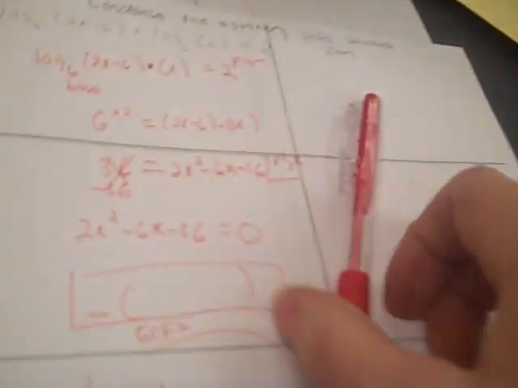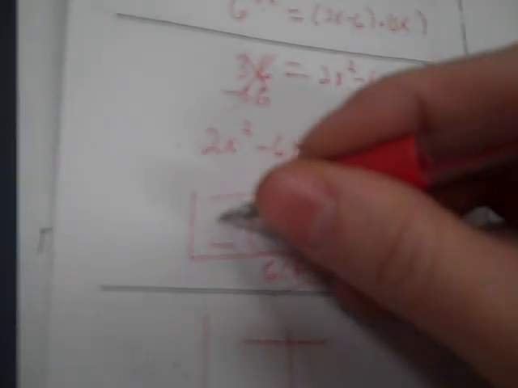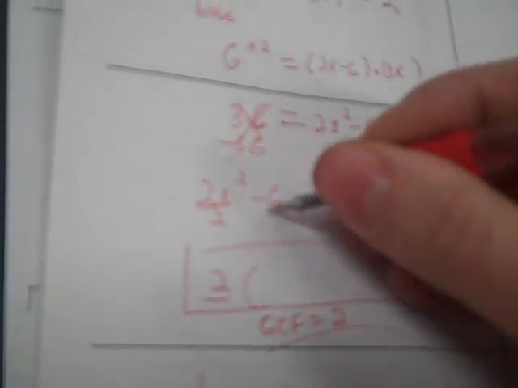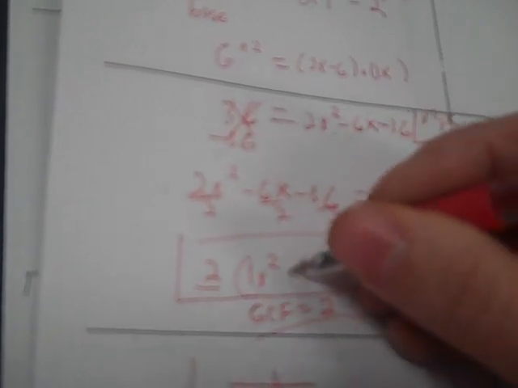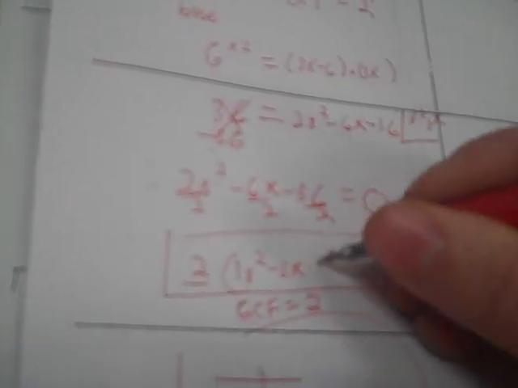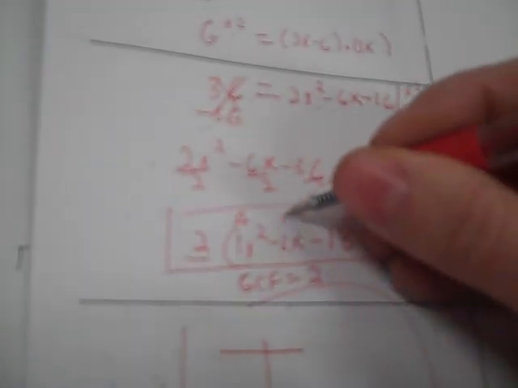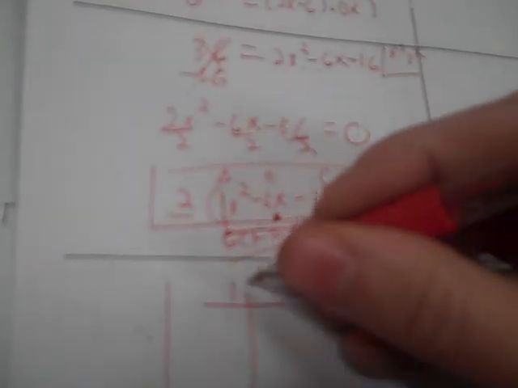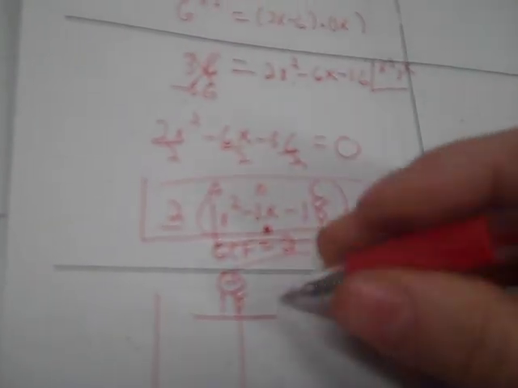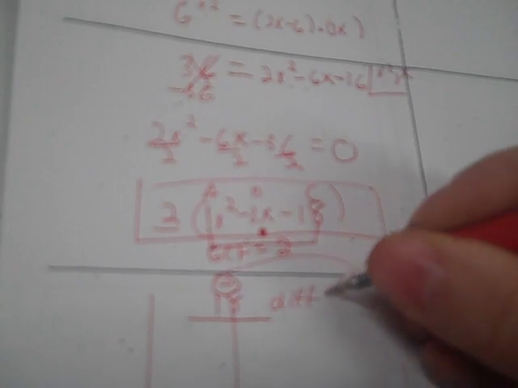GCF is 2, so 2 comes out, and I divide all these by 2. That's 1x squared minus 3x minus 18. Then I A, B, C that. I take 1 times negative 18, which is negative 18. So it's a negative, so we're looking for a difference of 3.